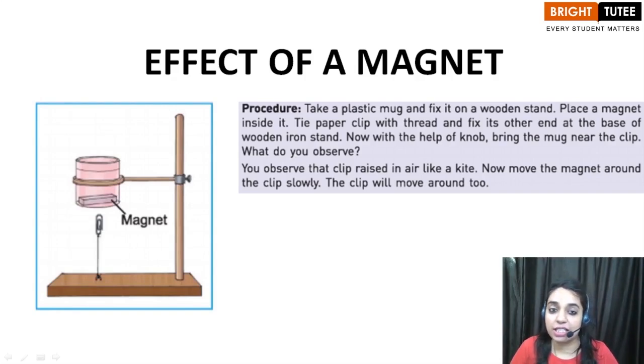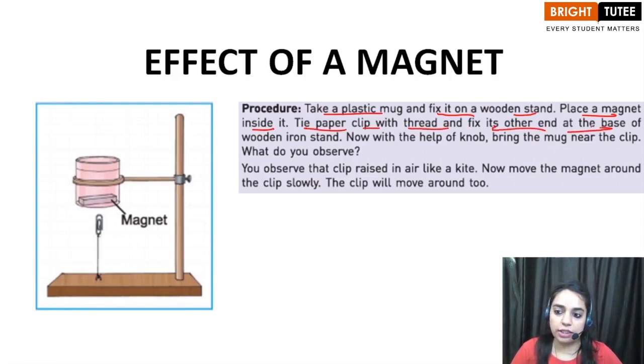So children, this is the property of a magnet. This is the magnetic property, okay, to attract a piece of iron. So children, what we have done in this, let's see the procedure. Take a plastic mug, fix it on the wooden stand, place a magnet inside it, and tie a paper clip with the thread and fix its other end at the base of the wooden stand. So what we have done, we have taken this container, a plastic mug, in it we have placed a magnet, and with the help of a thread we have tied this pin which is made of iron.